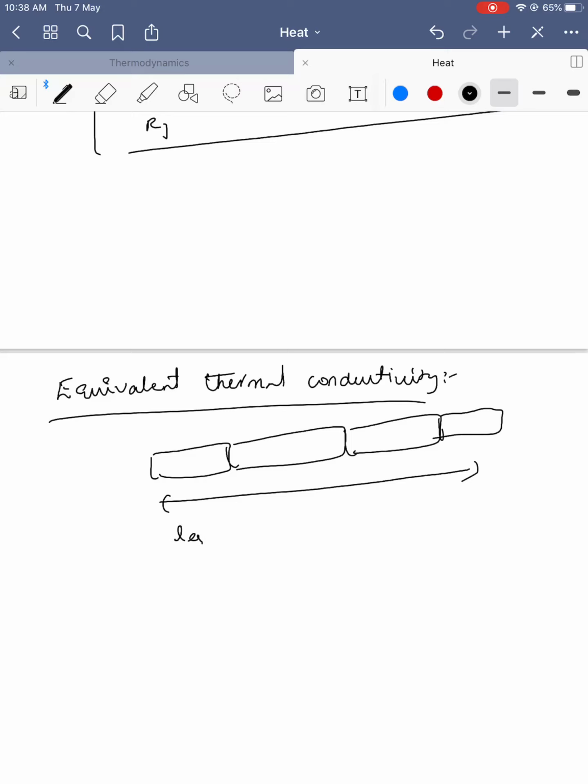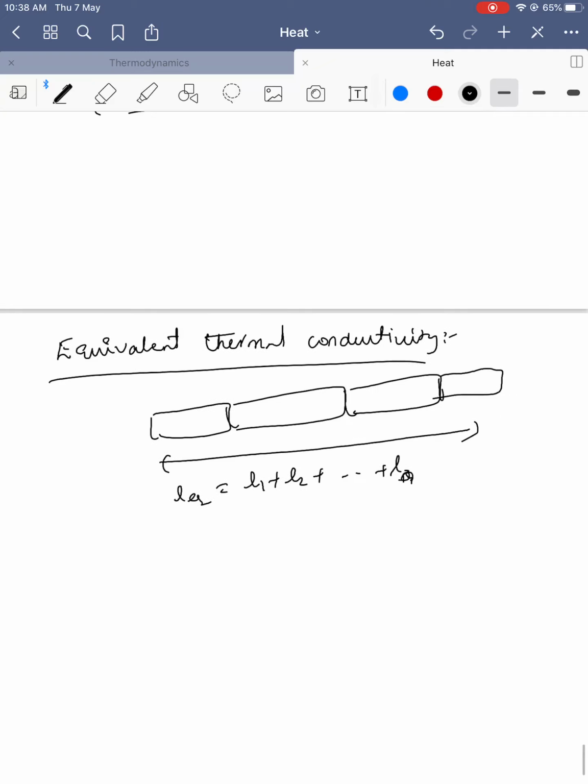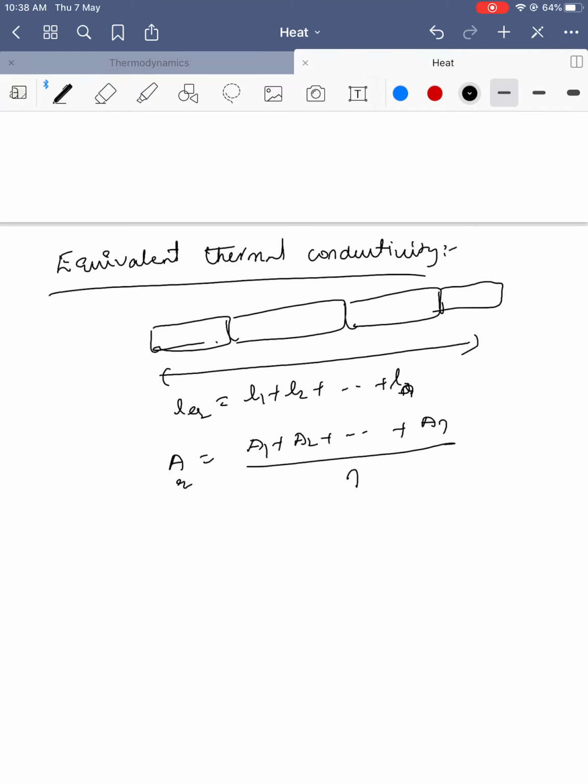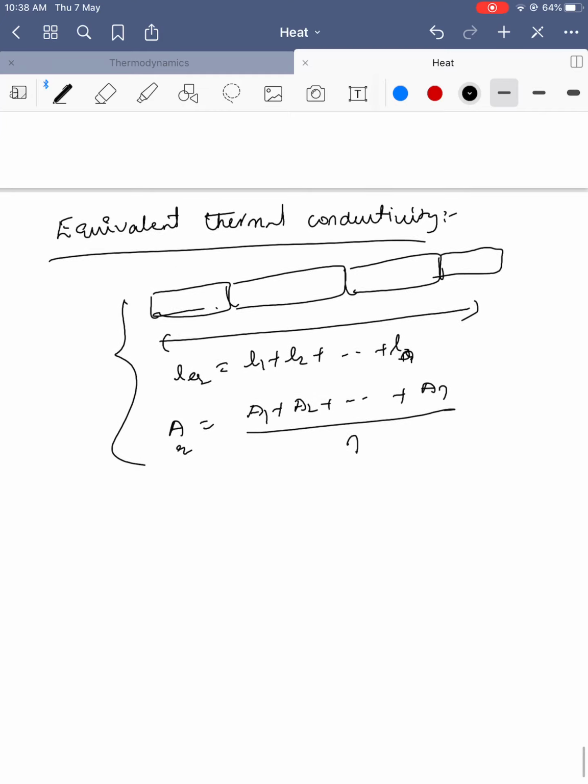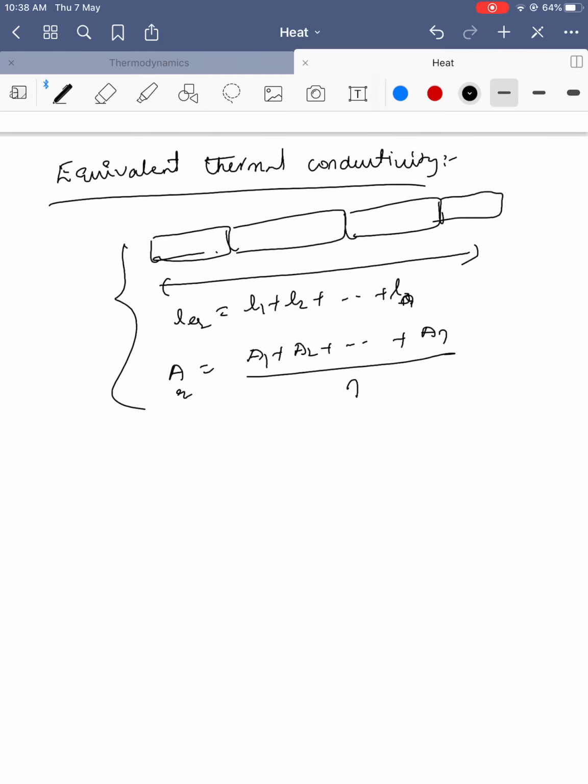Length L equivalent should be L1 plus L2 plus and so on plus Ln. Area equivalent, when they are in series, we should take the average area: A1 plus A2 plus and so on plus An, divided by N. This is when the resistors or combinations are in series, when the rods are in series. I am writing A equivalent like that only.